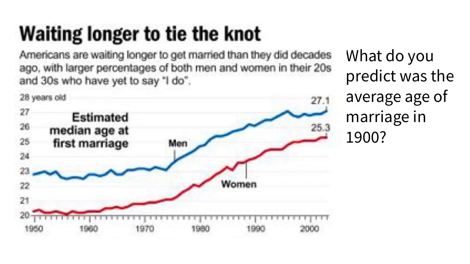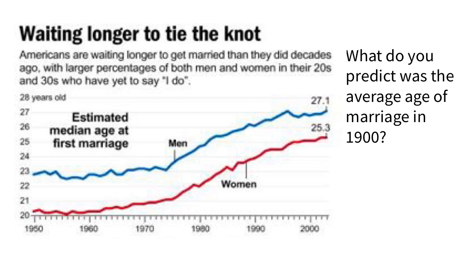So let's look at this graph. This graph is called Waiting Longer to Tie the Knot. It says Americans are waiting longer to get married than they did decades ago, with larger percentages of both men and women in their 20s and 30s who have yet to say I do. So this is about the age that people are when they get married.